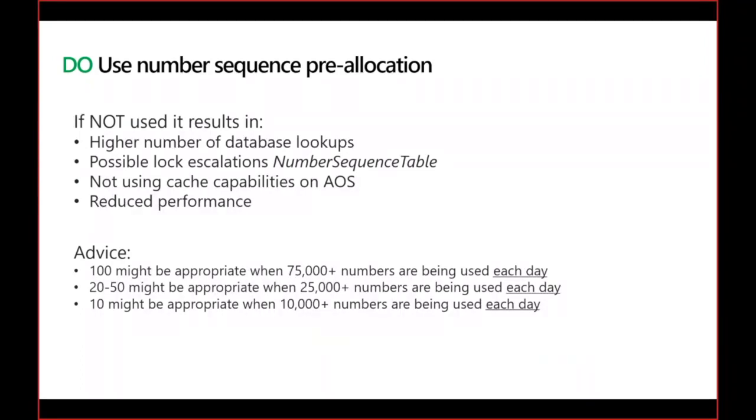I just put here an advice, which could be an initial advice about what the setting could be. Again, this should be tested. It's not an official recommendation here. It's more like a rule of thumb that I added on what should be a good initial setting for a certain number sequence, depending on how many numbers are consumed. And these numbers are per business day here.